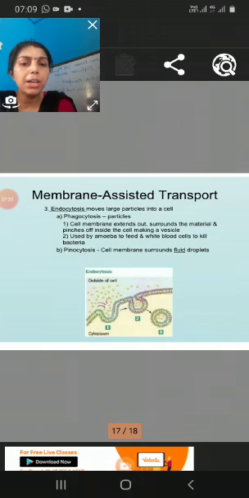Endocytosis and exocytosis are all for the large molecules in which the membrane bounds the things inside them and then they are passed from inside to outside or outside to inside of the cell.